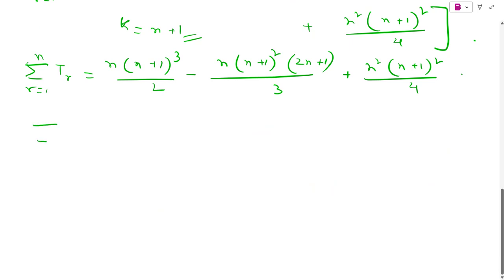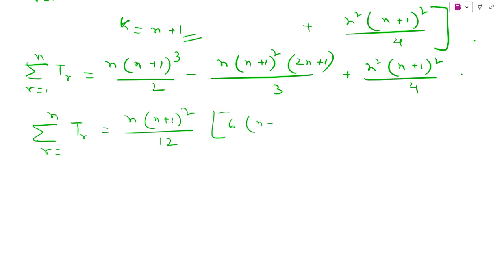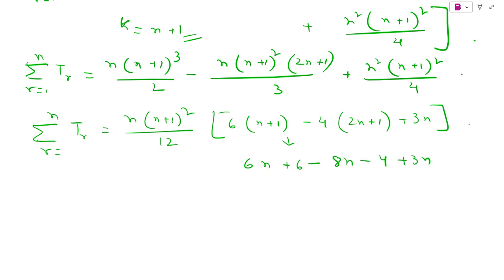So here, summation of r equal to 1 to n tr is n into (n plus 1) whole square by 12 into [6 into (n plus 1) minus 4 into (2n plus 1) plus 3n]. Okay, so simplify the expression inside the brackets. This is basically 6n plus 6 minus 8n minus 4 plus 3n, right? So this will be n plus 2.